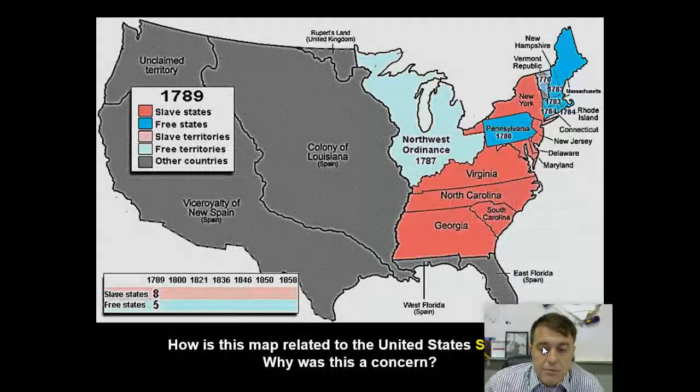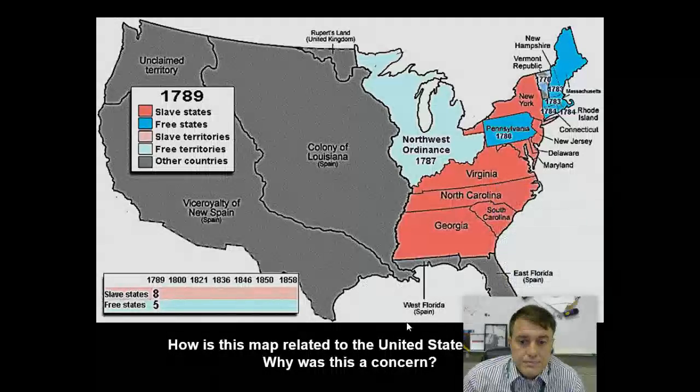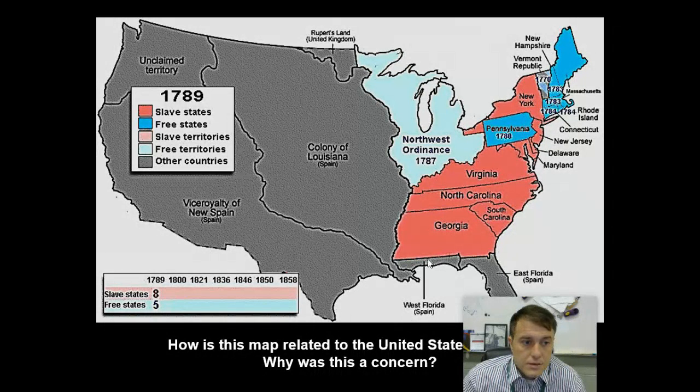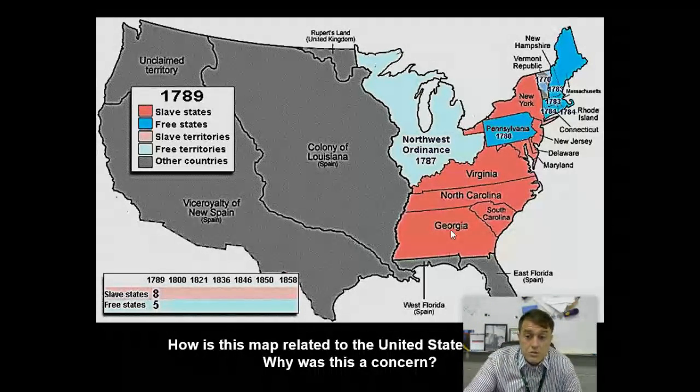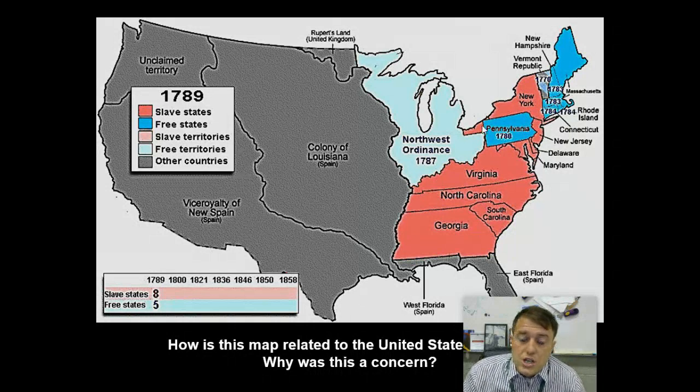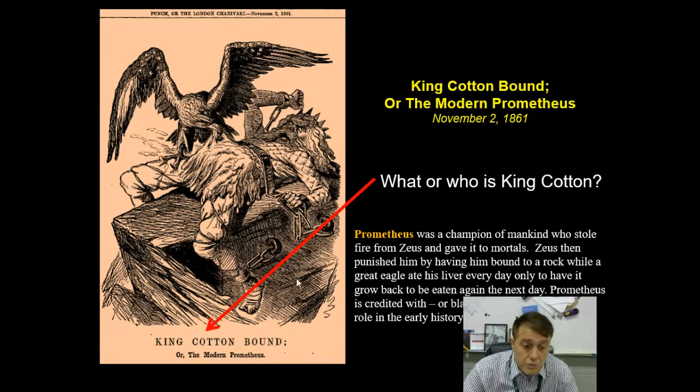All right, how is this map related to the U.S. Senate? Keeping in mind this right here, if you said that the slave states had a larger voice in the U.S. Senate, you are absolutely correct. That is going to change. New York and New Jersey are ultimately going to change over to being free states, but at this point in 1789 they were not. So that is something we've talked about that has definitely influenced it.